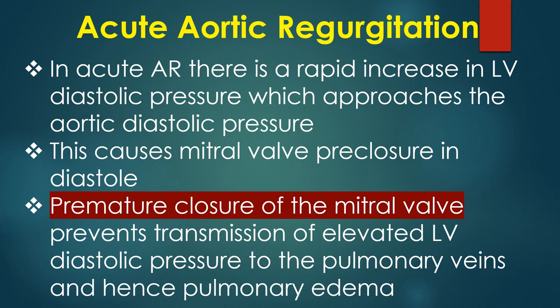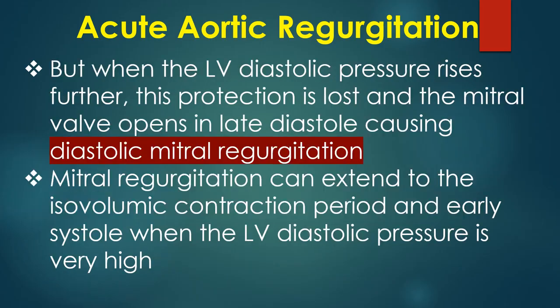Premature closure of the mitral valve prevents transmission of elevated left ventricular diastolic pressure to the pulmonary veins and hence pulmonary edema. But when the LV diastolic pressure rises further, this protection is lost and the mitral valve opens in late diastole, causing diastolic mitral regurgitation. Mitral regurgitation can extend to the isovolumic contraction period and early systole when the LV diastolic pressure is very high.